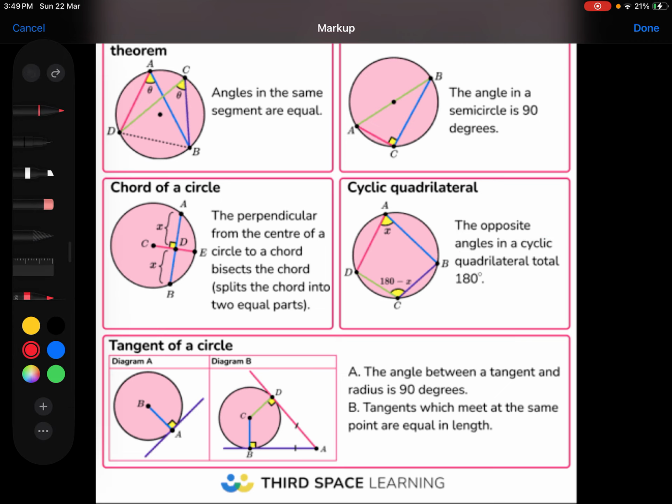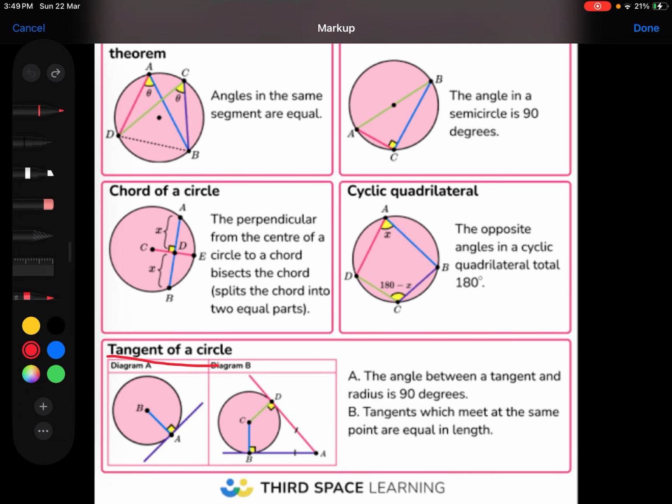For our last one, tangent of a circle. Outside of the circle, you draw a line that is connected to the circle. This is called a tangent. A tangent basically means from a midpoint B to the edge of the circle, you draw a line that touches only one point of the circle. And the angle over here is 90 degrees. So for the first one: the angle between a tangent and the radius is 90 degrees.